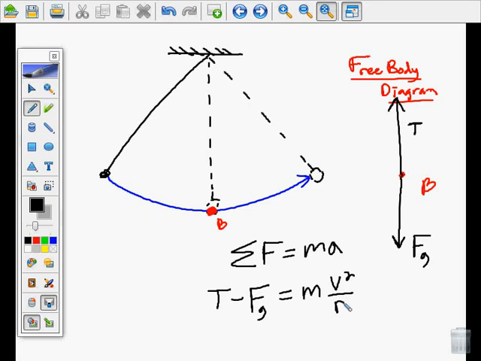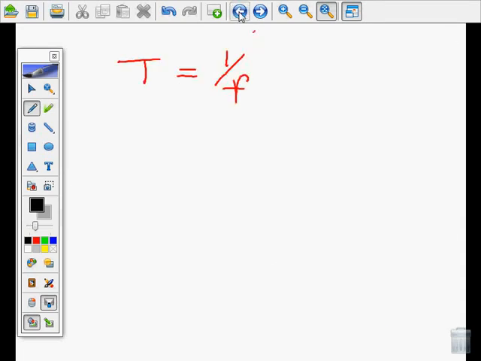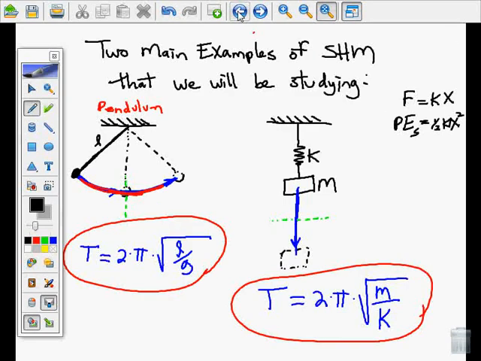So in summary, simple harmonic motion is vibrating motion. And the two main examples you're going to be exposed to are pendulums and masses vibrating on a spring. Okay, take a break, come on back.